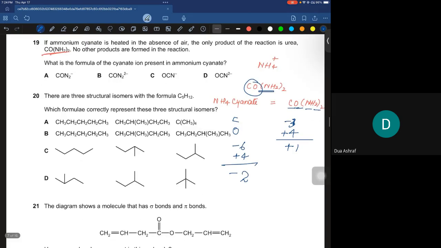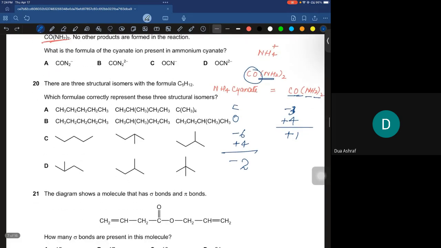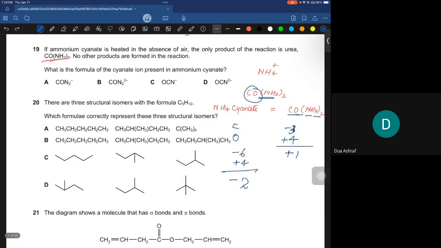If you consider this CO and 2, you can see this is 2. So C is +4, oxygen is -2, and nitrogen is -3, which is equal to -1. Can you tell me the overall charge on this?